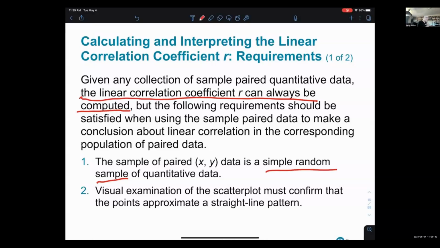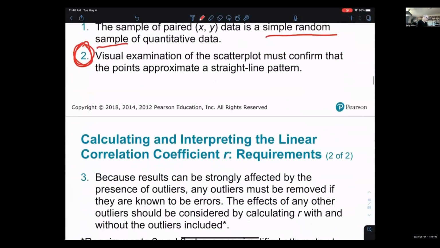But then it says visual examination of the scatter plot must confirm that the points approximate a straight line pattern. So this is saying you have to look at the graph. No matter what R tells you, you need to look at the graph and see a straight line pattern. So that's where the judgment of a graph is a requirement in order to work with this.